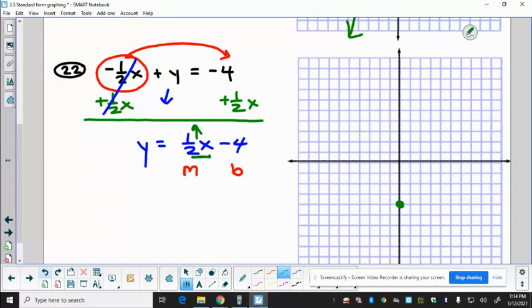Let's do that again. Maybe go backwards a couple times. Down 1, left 2. Got the idea? There you go, everybody.